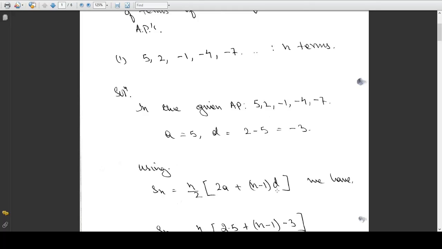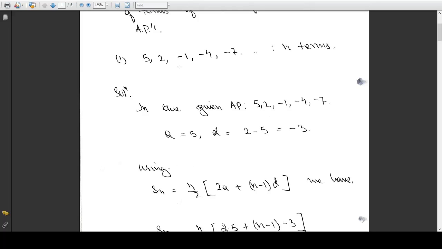Therefore we'll use this formula. Otherwise there is another formula for finding the sum: n by 2 times (a plus l), where a is the first term and l is the last term. There are two formulas for finding the sum. In that formula we cannot use it because l is not given. The last term is not given, it's just given the nth term.